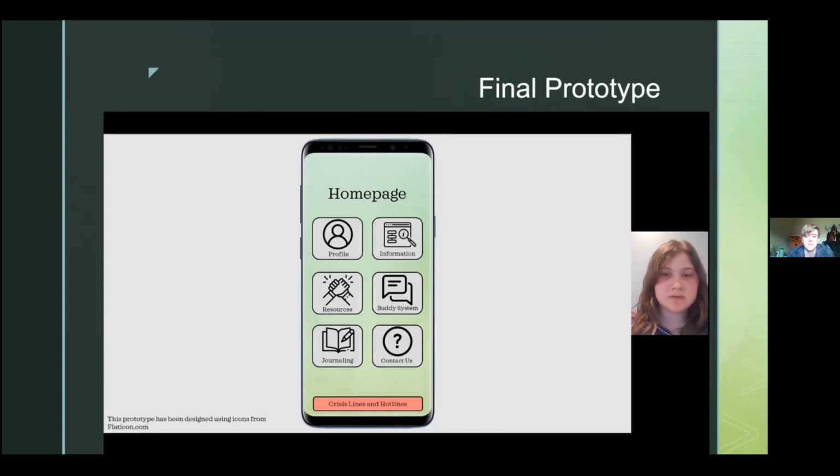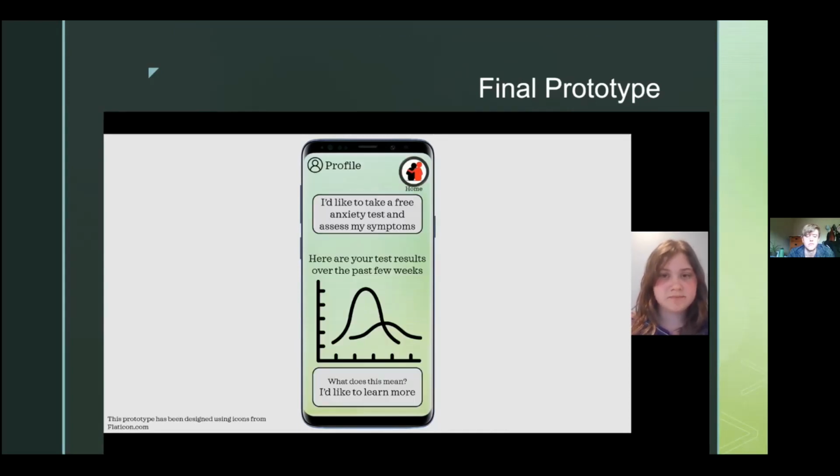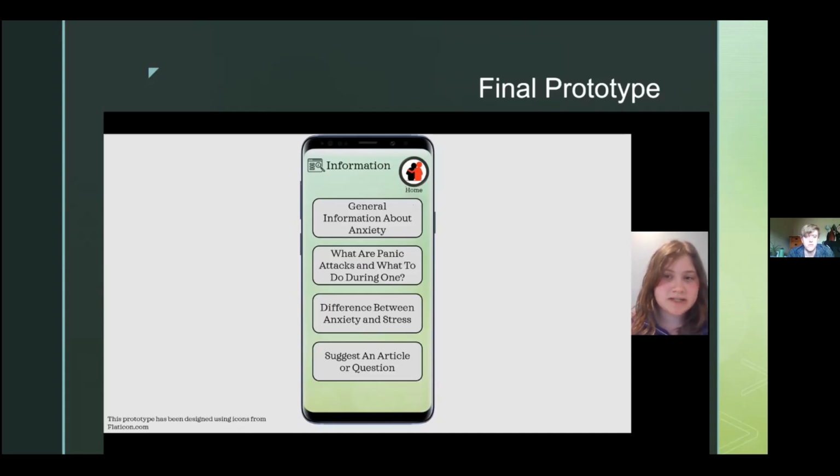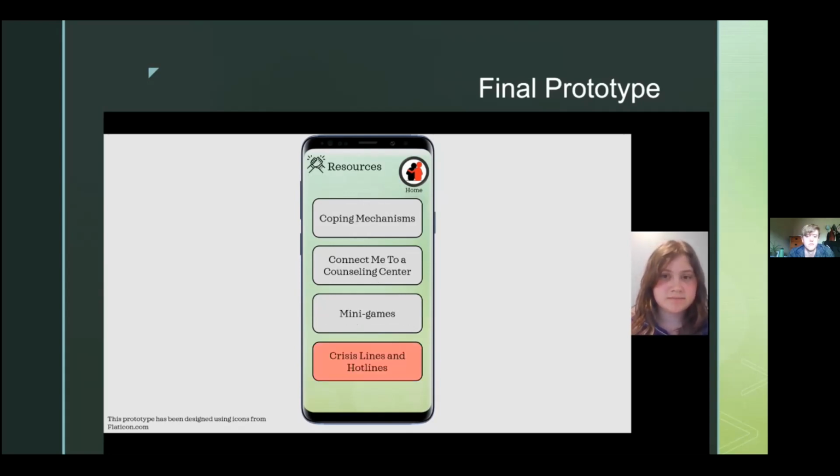Each team member was responsible for developing one feature of the app. Our profile section features an anxiety and symptom assessment. This test can be taken multiple times and the progress is tracked to see how the user's symptoms have changed over time. Our information section has articles for those with anxiety as well as those who simply want to learn more. The user can also submit a question or article.